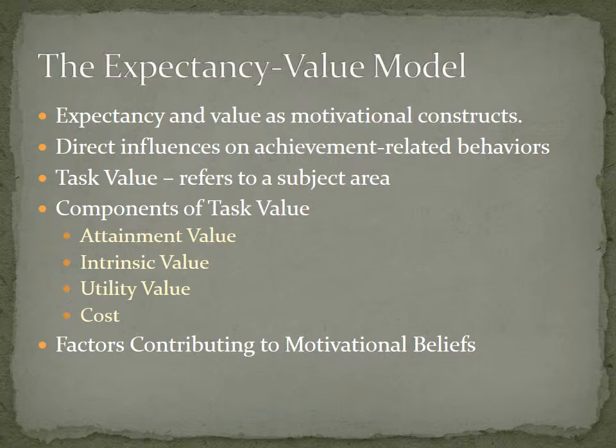The expectancy value model identifies the value of the tasks and the expectancy of success as key motivational processes. The term task in the model refers to a domain or a course, such as mathematics or social studies. Task value of a model is made up of four components. The first component is attained value. Attained value deals with the importance of doing well in a particular domain or course.